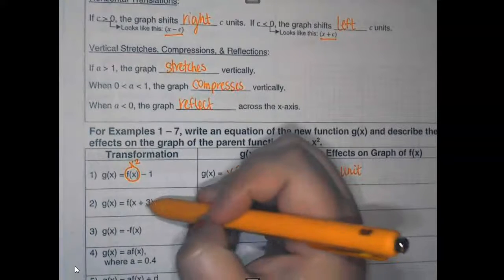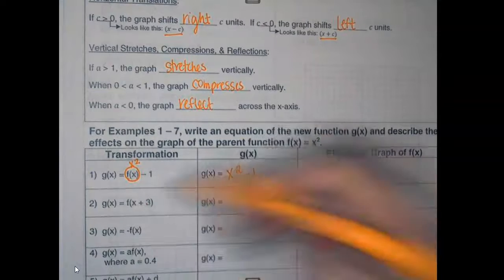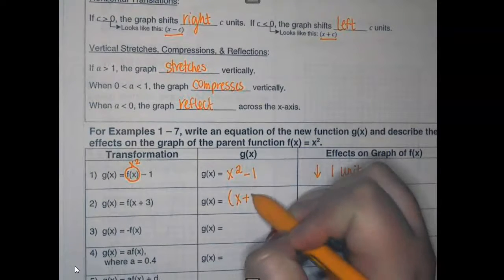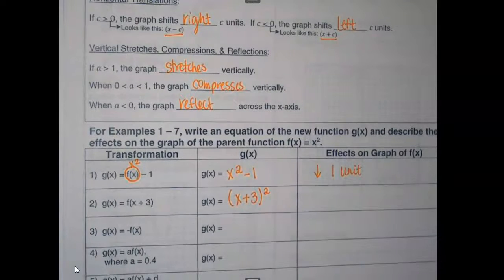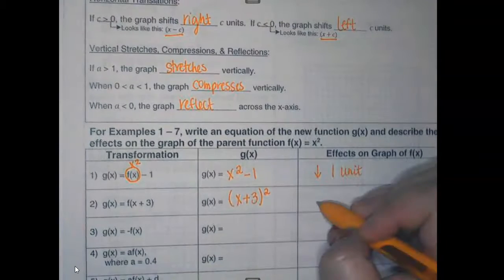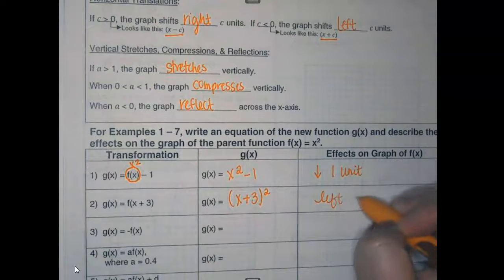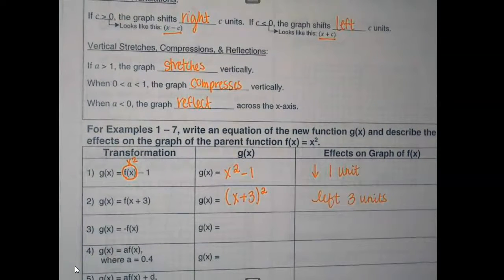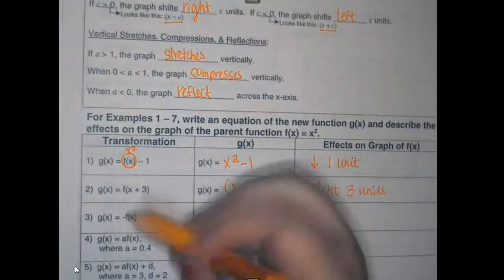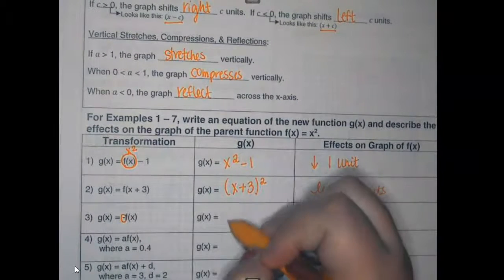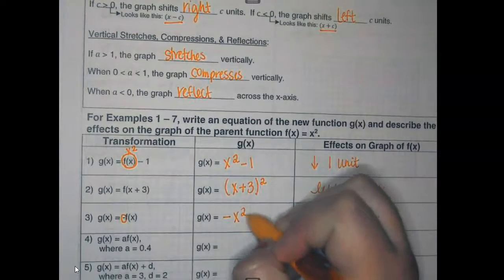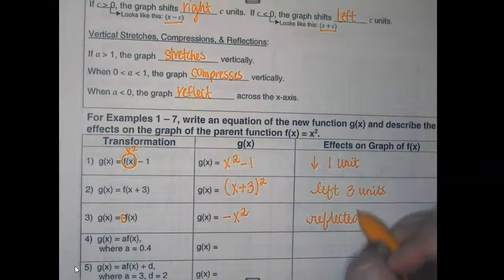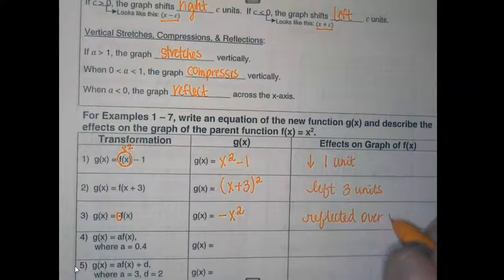This one, I'm adding 3 to my x. So I'm going to take my x plus 3 and square it, which means I'm going left 3 units. This one, I'm changing it to a negative, so it's going to be negative x squared, which means it's reflected over the x-axis.